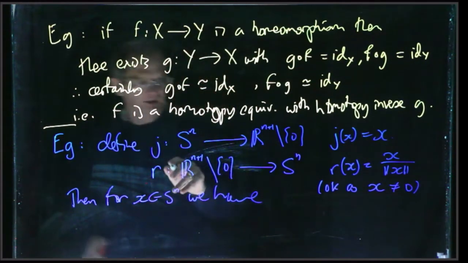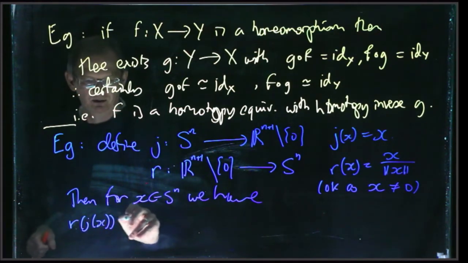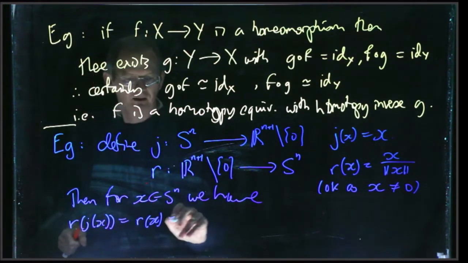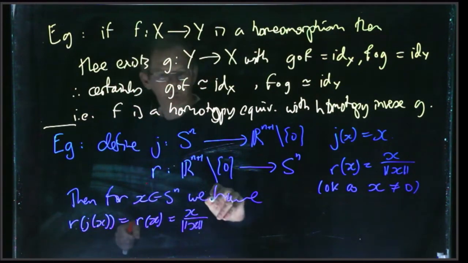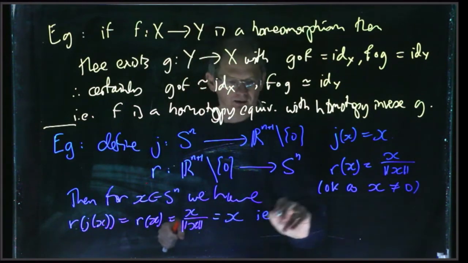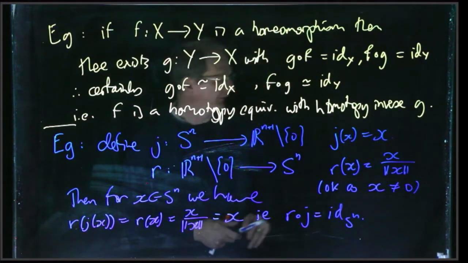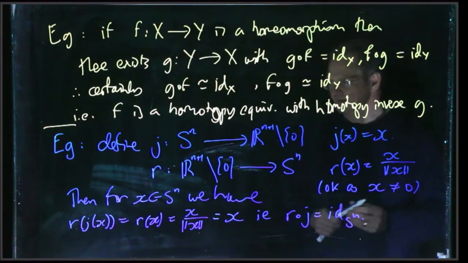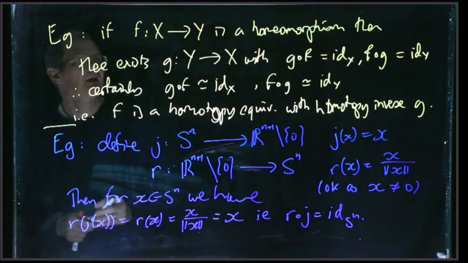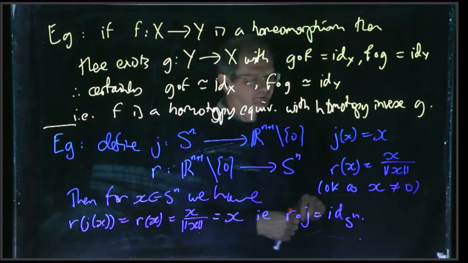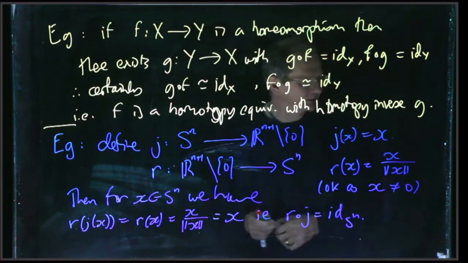So if we start over in S^n, then we've got r of j of x is r of x, which is x divided by the norm of x, but x is in S^n, so the norm of x is 1, so this is just x. So we take r composed with j, then that's just the identity on our space S^n. But the map in the opposite direction, j composed with r, that's not the identity, so we need to do a little bit more work.